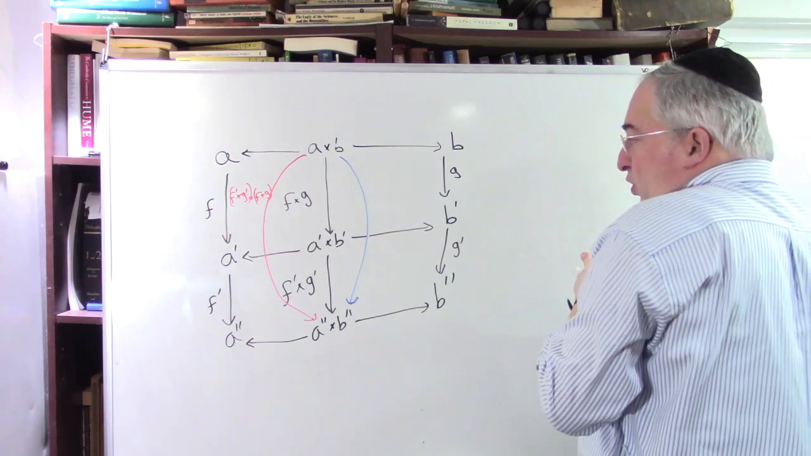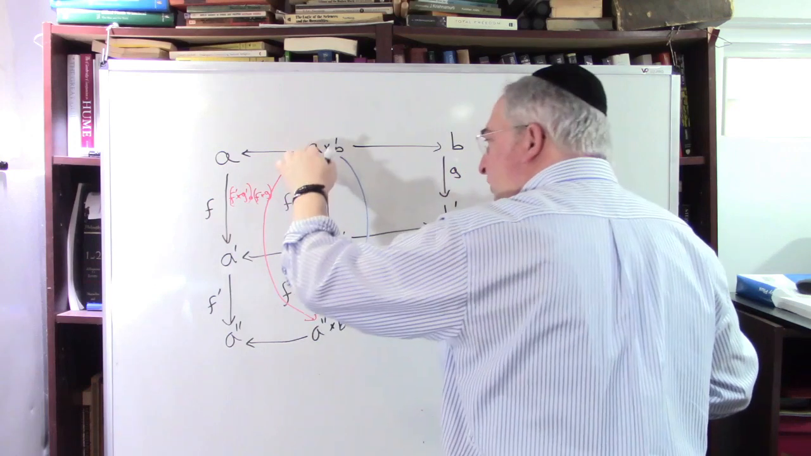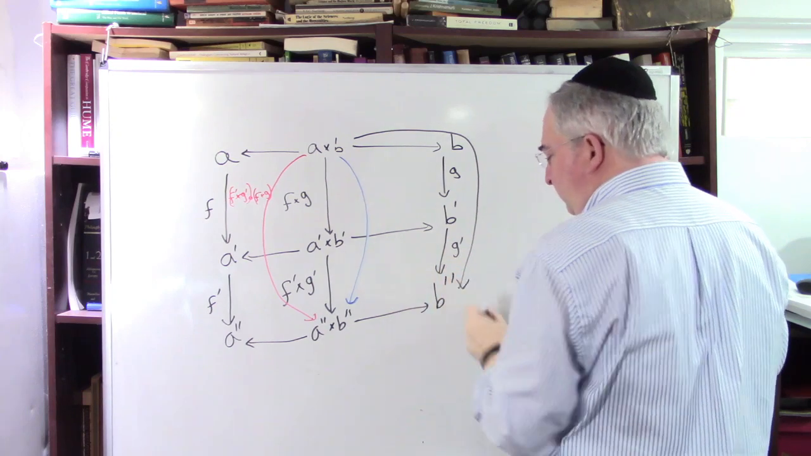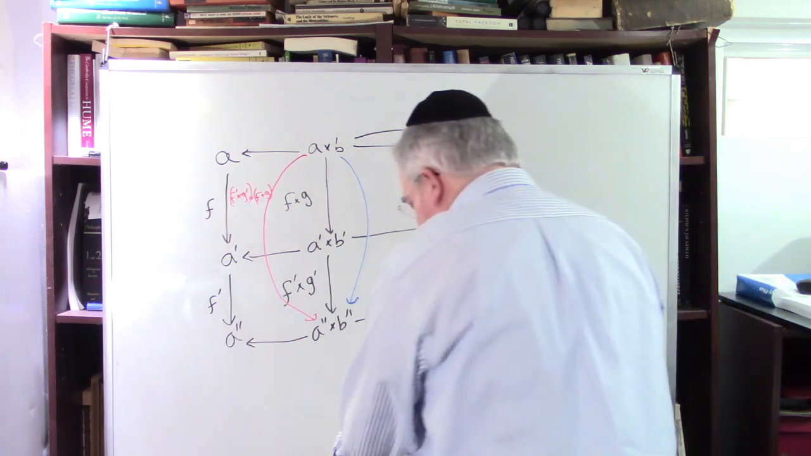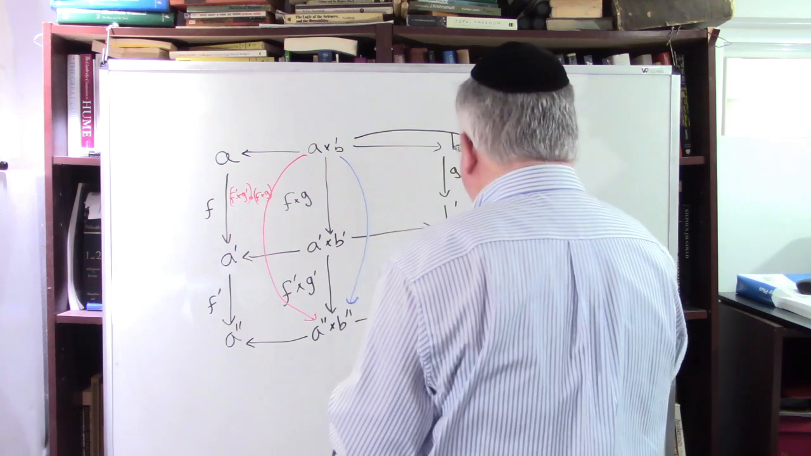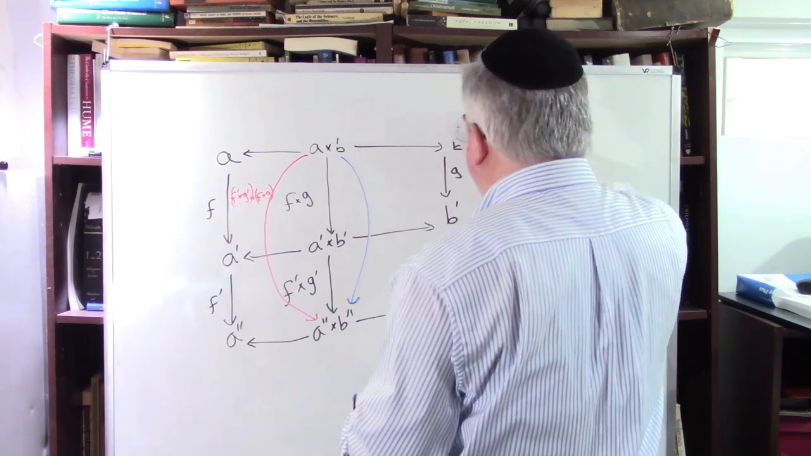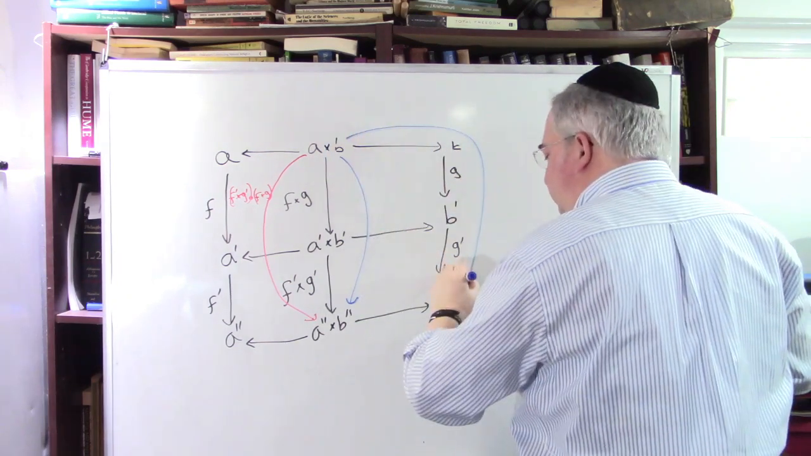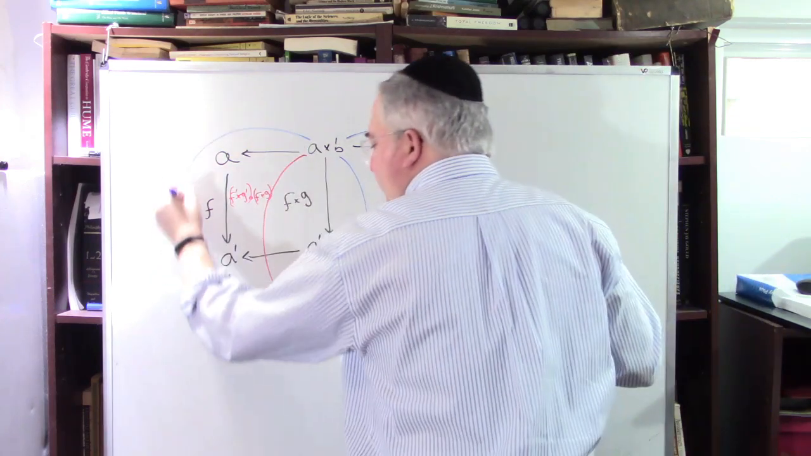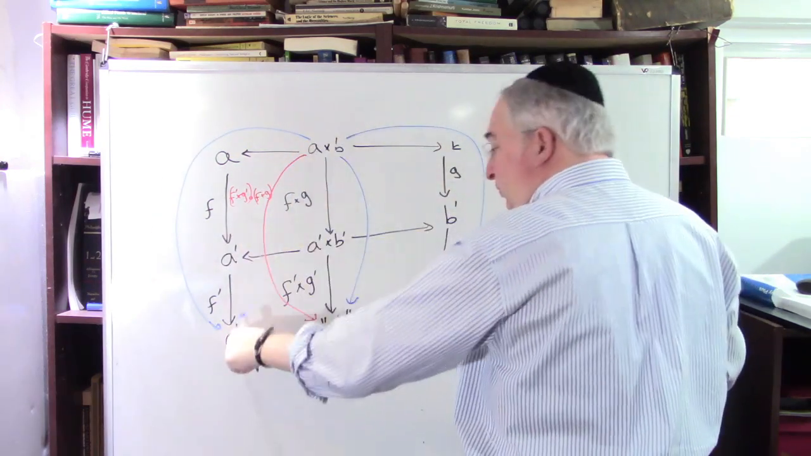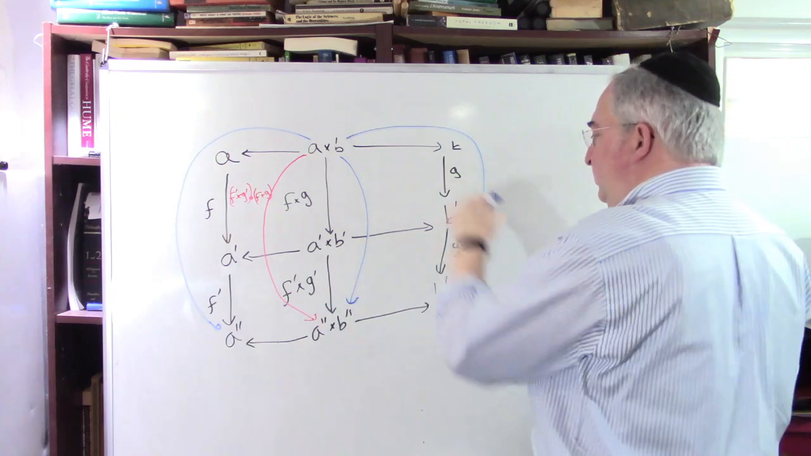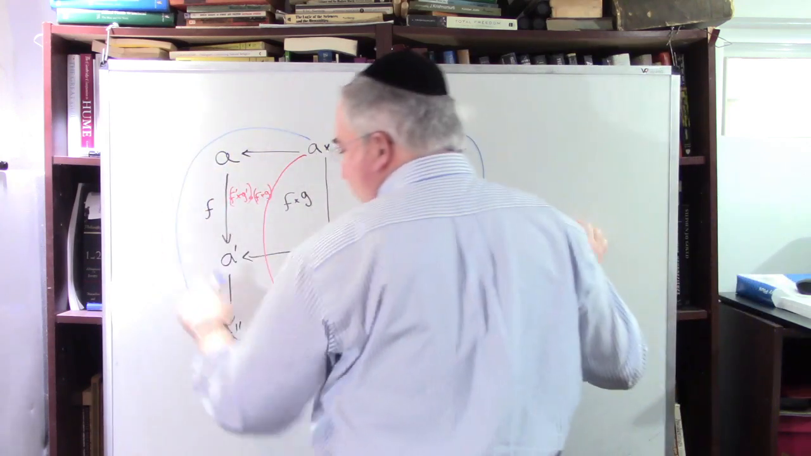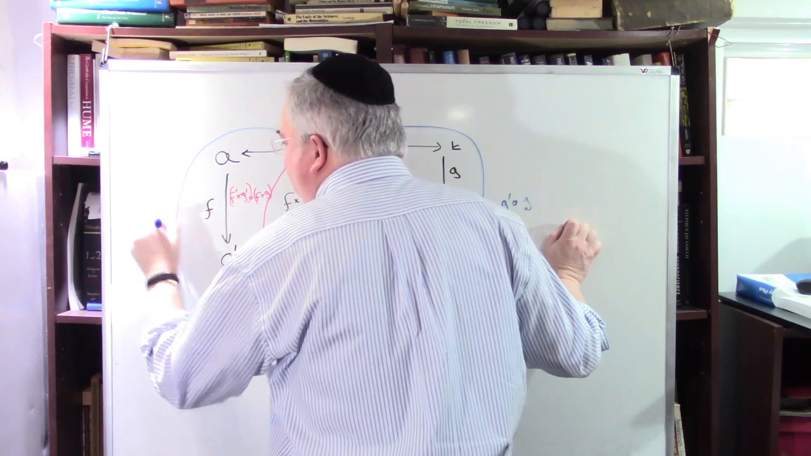So what should we call this product? What should we call this map that basically follows this from here to here, and follows this from here to here? So it's a map from here to here and here. This one is going to be called G composed G prime. This one is going to be called F composed F prime.